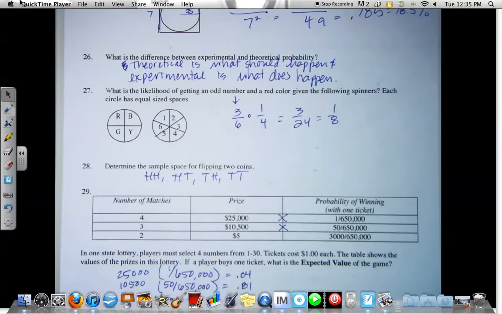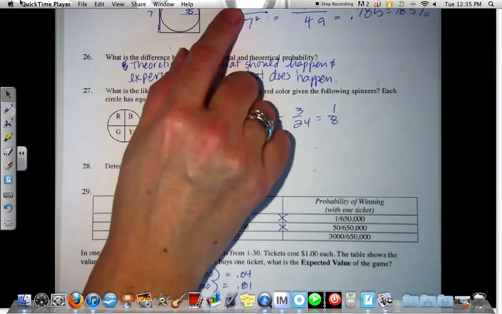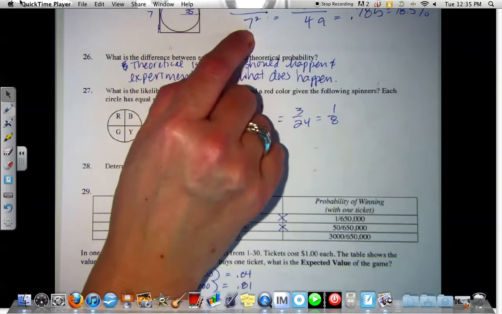25. What is the theoretical probability of landing in the circle if guaranteed to land in the square? So that means you need the area of the circle and you need the area of the square.